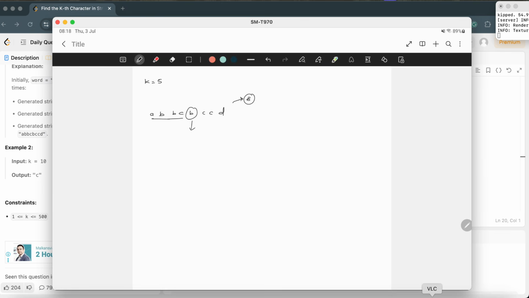So here, if we carefully observe, we started with a, and this a character is basically getting shifted multiple times.